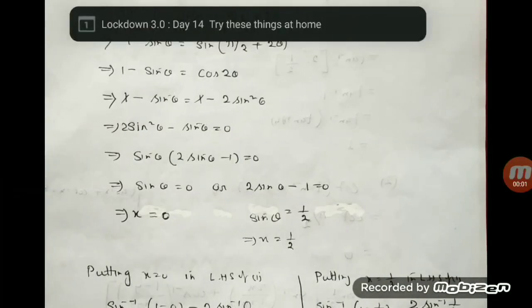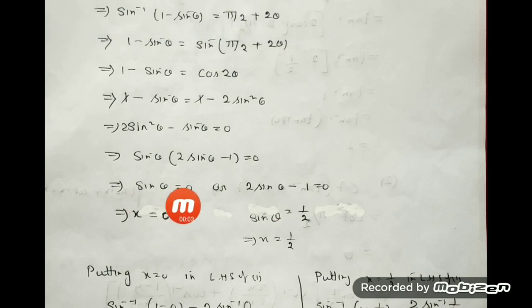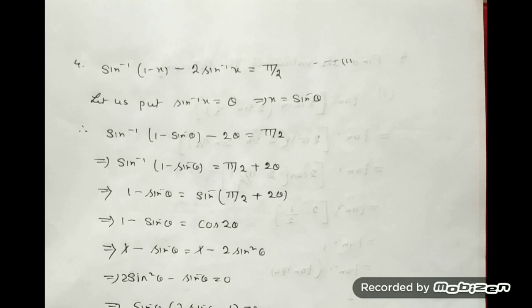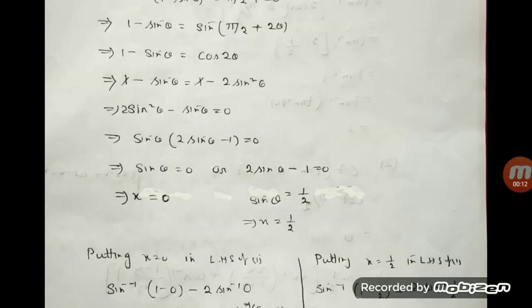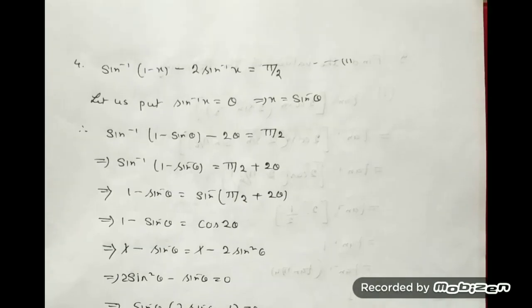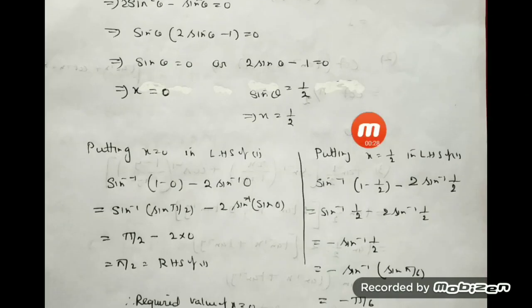So here you see you have got sin theta equal to 0, that is x equal to 0, because sin theta value you have substituted here, it is equal to x. On this expression, when I put sin theta equal to half, that means x value is equal to half. In this question I have shown you that putting different values, x equal to 0, I have substituted on the LHS, left hand side, and x equal to half also on the LHS.